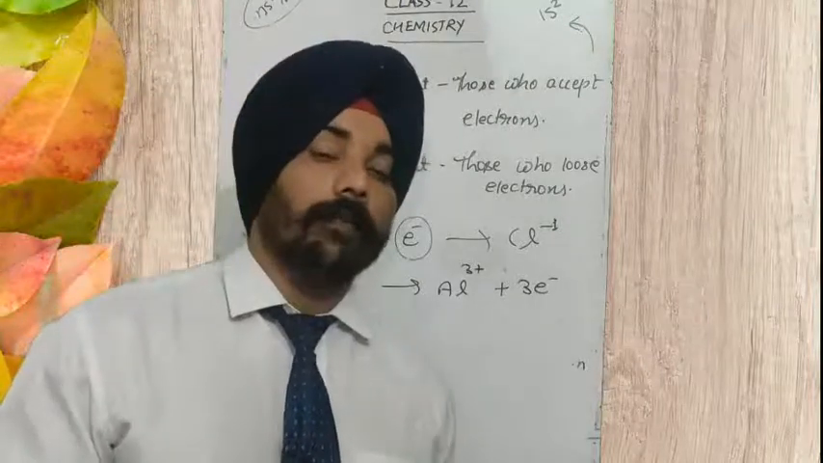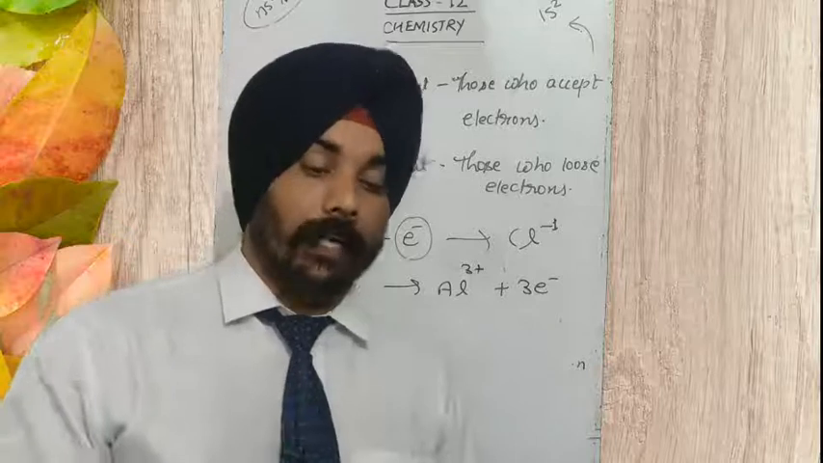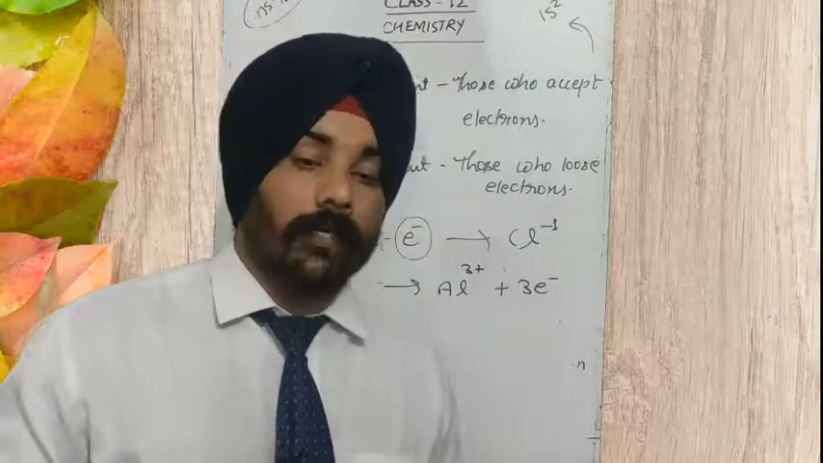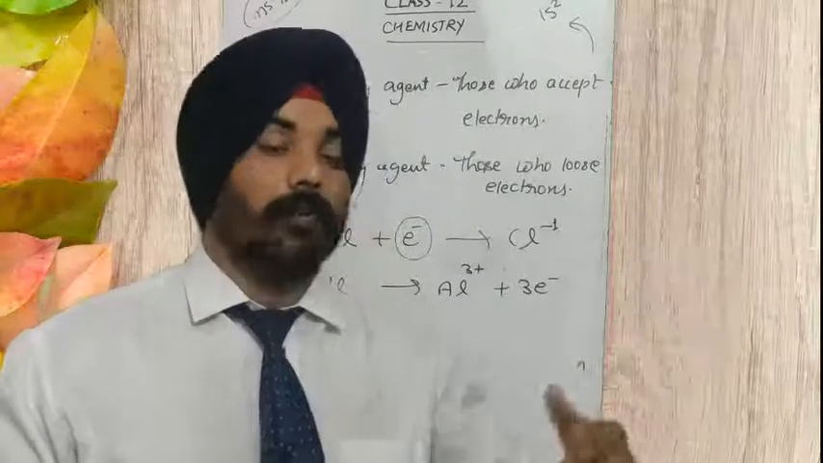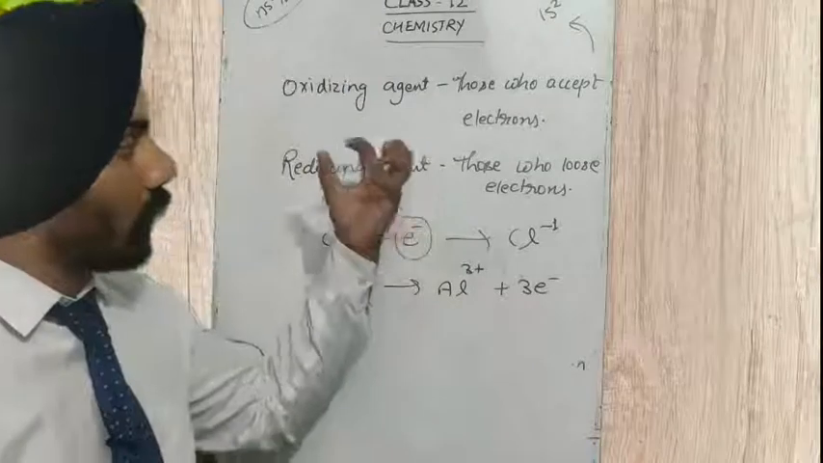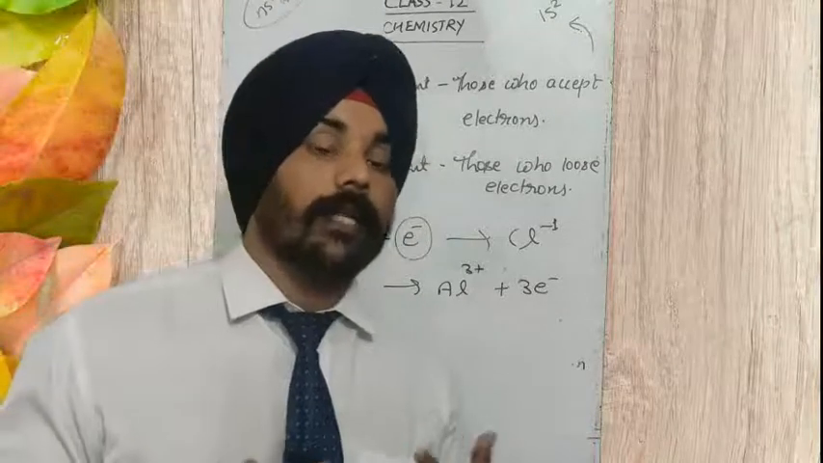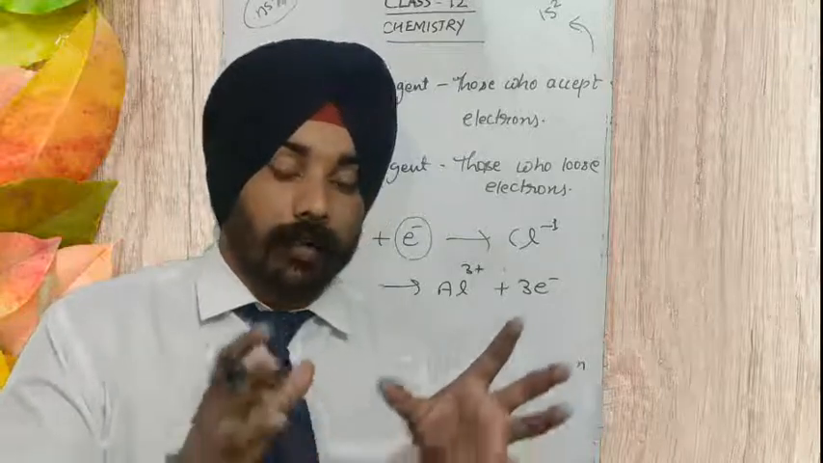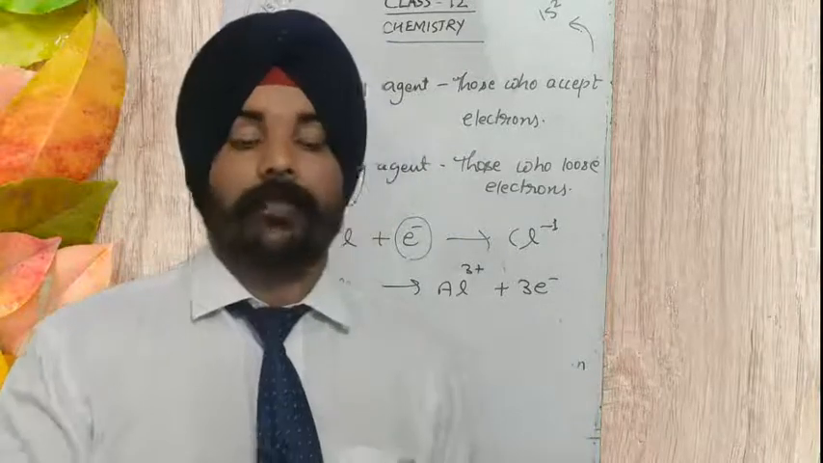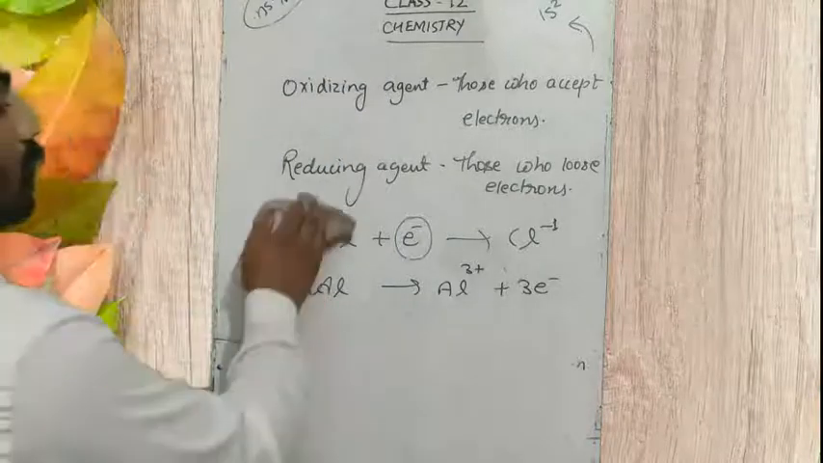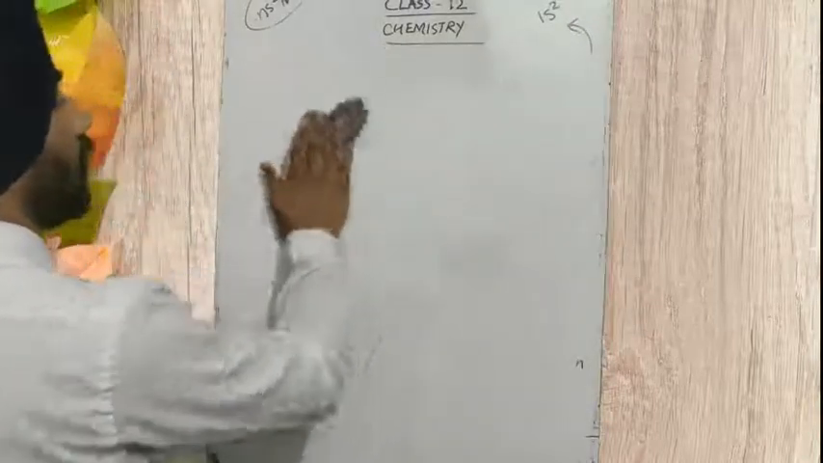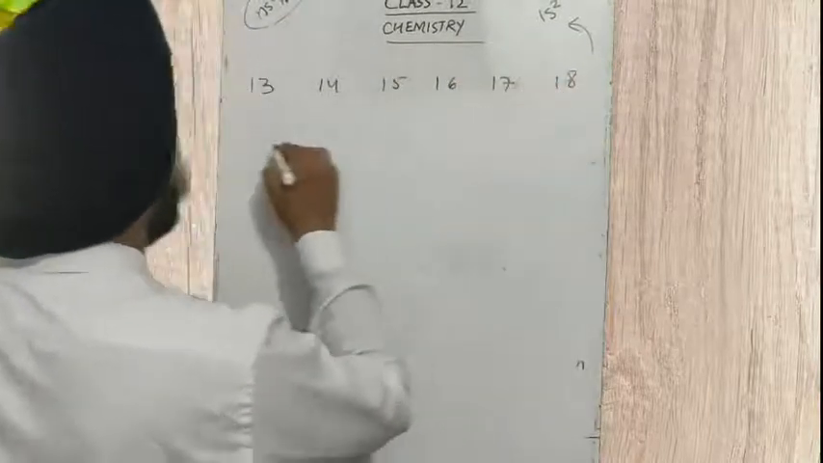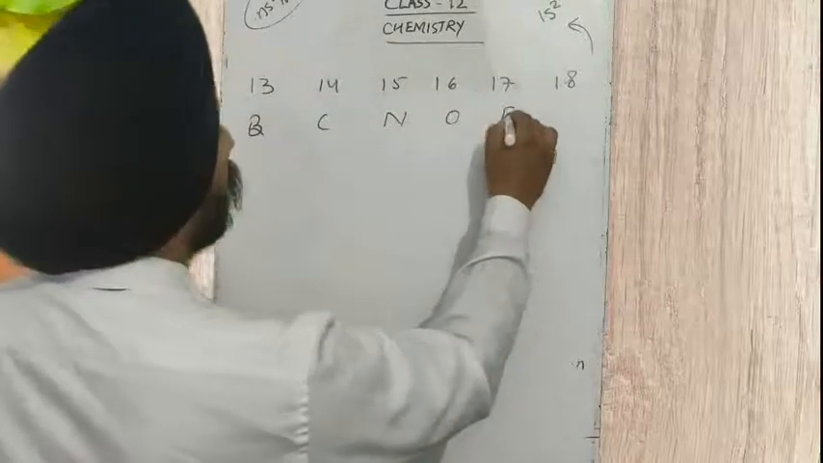Whatever species has electron gaining tendency, if this electron gaining tendency increases as we move in the periodic table, whether from top to bottom or from left to right in a period, then we say that oxidizing power increases. If this electron gaining tendency decreases, then we say that oxidizing power decreases. So students, it is very clear if we talk about the p block elements, groups 13 to 18, and we move from left to right in a period: 13, 14, 15, 16, 17, 18, and there are boron, carbon, nitrogen, oxygen, fluorine, neon.